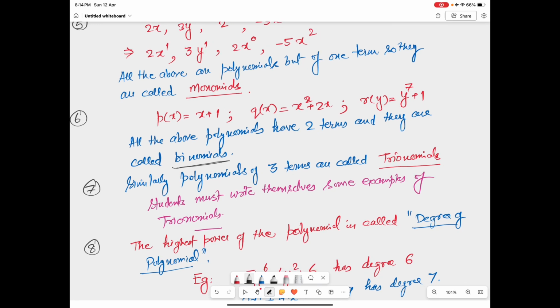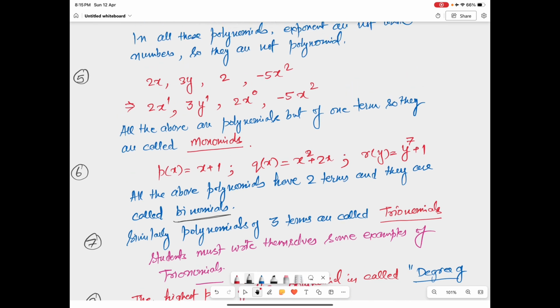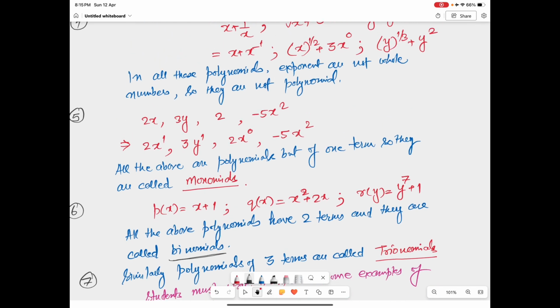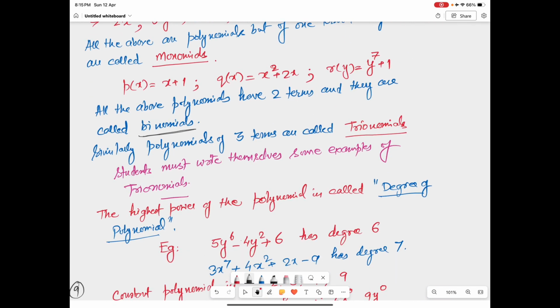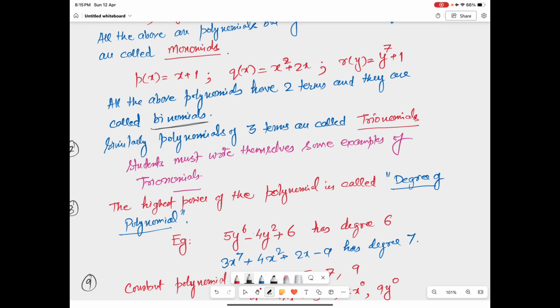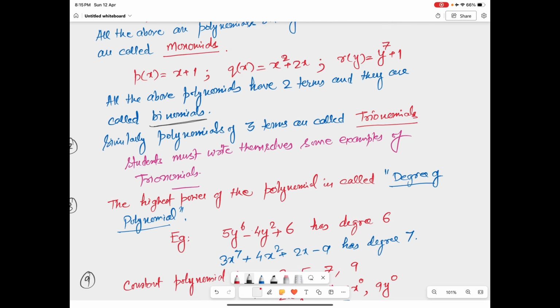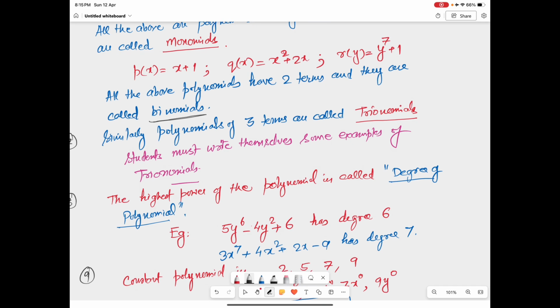You know what a term is, you know what the number 3 is, and you know that none of the polynomials should have an exponent which is not a whole number. So like that you can try and write some trinomials. This exercise I have left to you. Anyway, I will cover this and clear the doubts in case you are not able to write the trinomials.